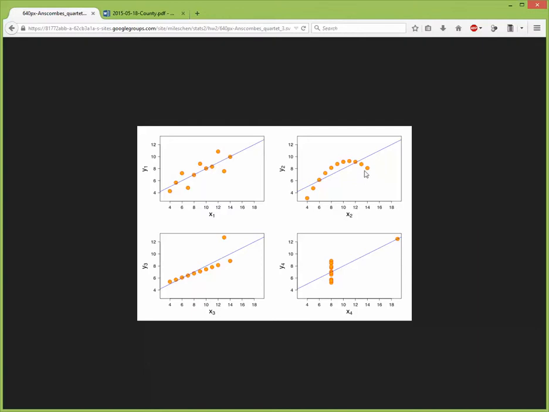So this one is not a linear relationship, so it's not appropriate. And this one, you only gathered data for one x value. You're not going to be able to make any kind of meaningful relationship if you only have data points for one x value and one value over here.